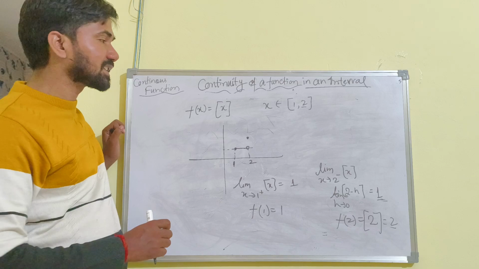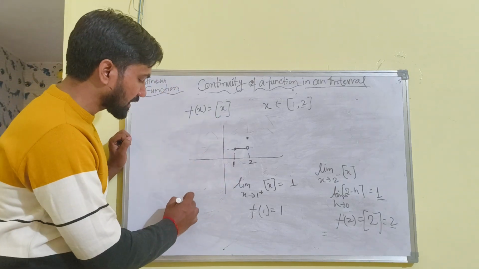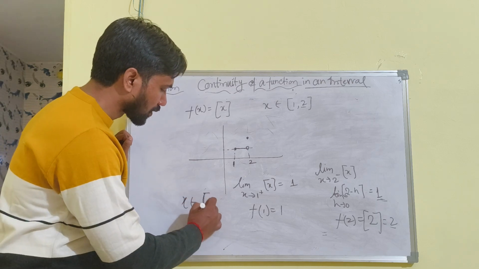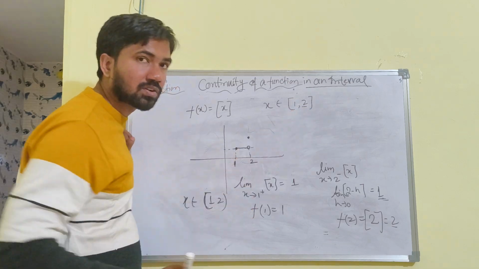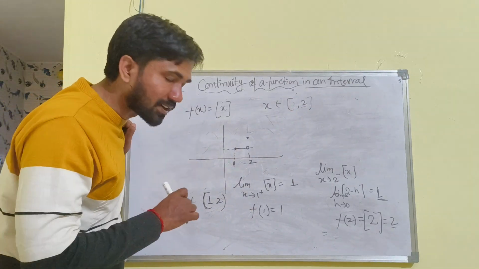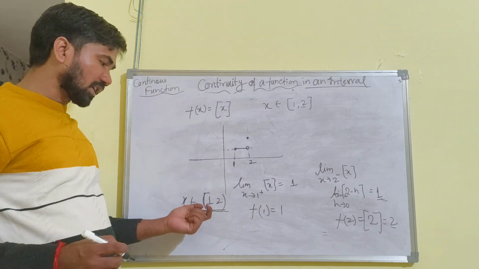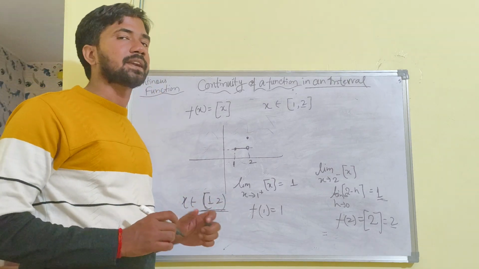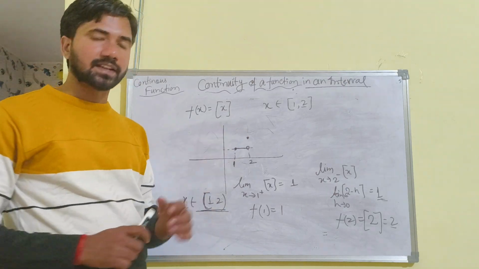So what can we say? This function is continuous for x belonging to the interval [1, 2), because at exactly x equal to 2 it is not continuous. So where is it continuous? In the interval closed at 1 and open at 2. This is the continuity of a function in any interval.